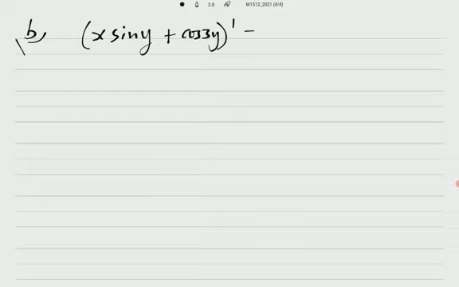So for number B, you want to get the derivative of x sine y plus cos 3y. You want to get the derivative of this, and then we also want to get the derivative on the right. I'll be a little bit brief because we are used to this, which is sine 2y. The prime here represents the derivative.